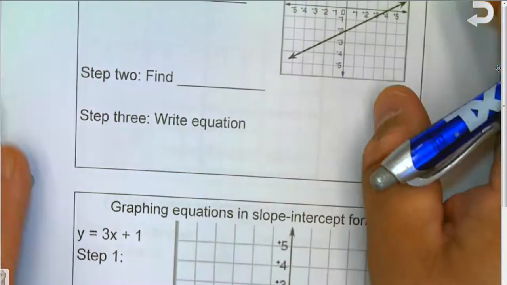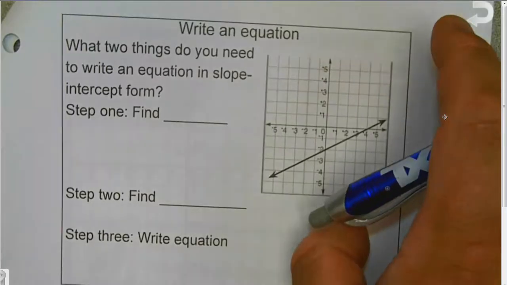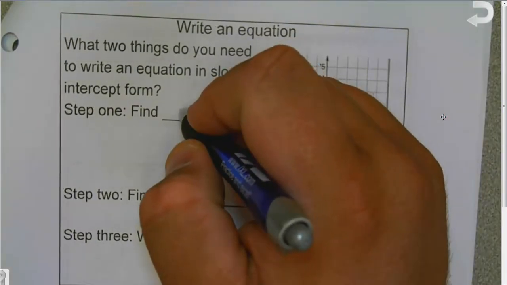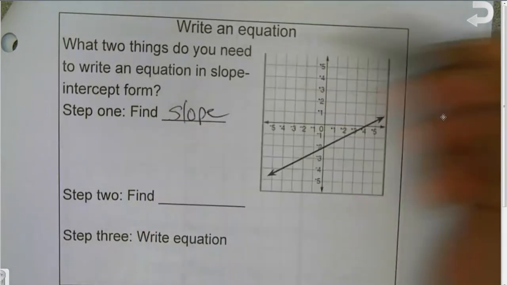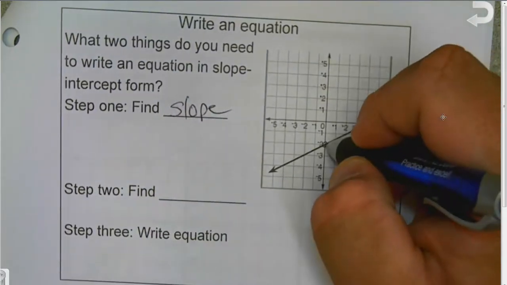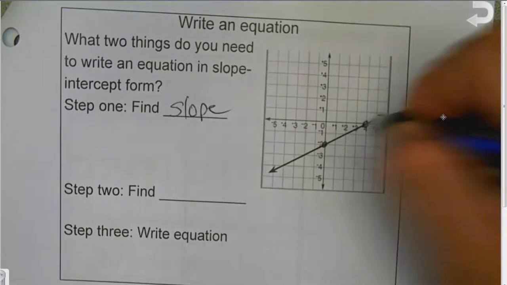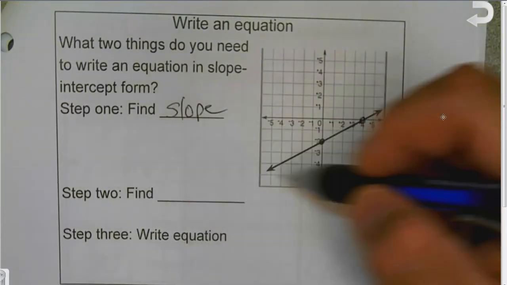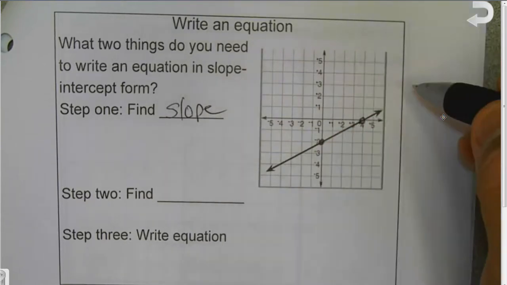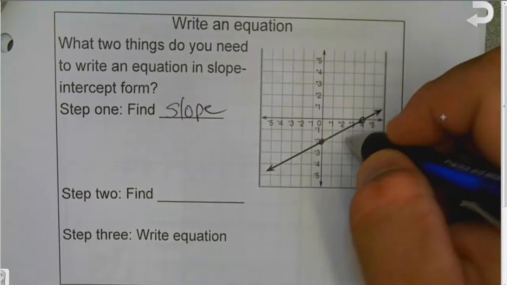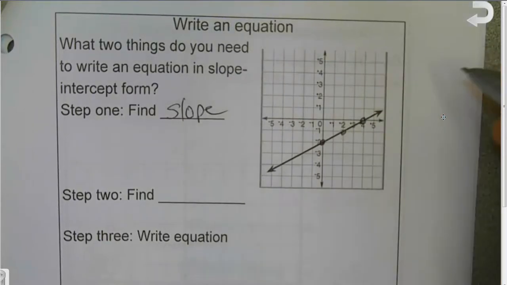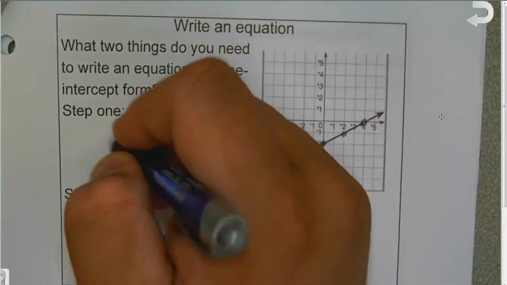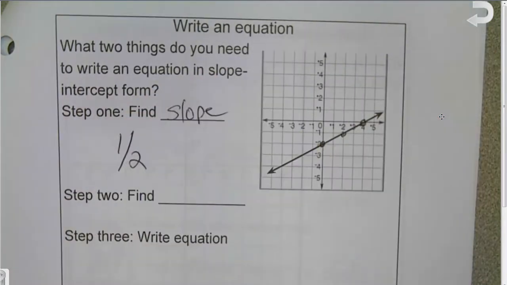Alright, so again, what 2 things do you need to write an equation in slope-intercept form? Well, the first thing you need is to find the slope. Given this problem, if I put my pencil there and there, I can easily find the slope. I can either do it by counting the blocks, or I can do it by actually just placing the points and using the formula. I'm going to do it by counting the blocks. It's up 1 over 2, so the slope is 1/2.